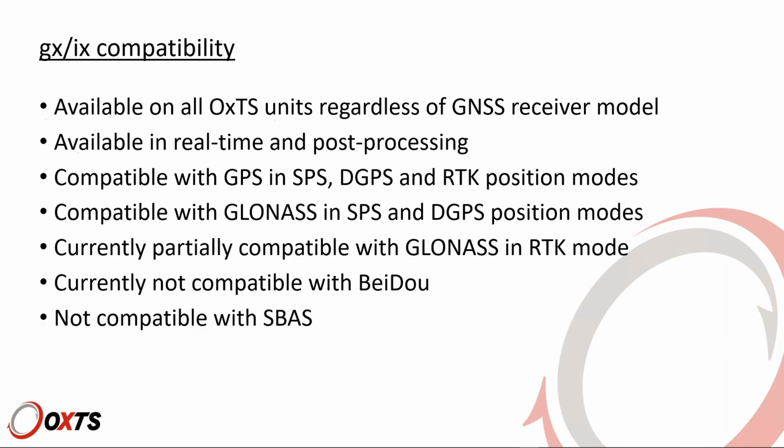Examples in a bit. A word on compatibility. GXIX is available with all OxTS units, regardless of the GNSS receiver they are mounting. That is because, as mentioned, it relies on raw GNSS data. It doesn't care about the GNSS receiver calculations. All it needs is raw observables. It is available in real time or post-processing, which means if you did not have it in real time, you can enable it in post-processing and the other way around. You can collect data in real time in GXIX and then reprocess the data to see the difference in post-processing.